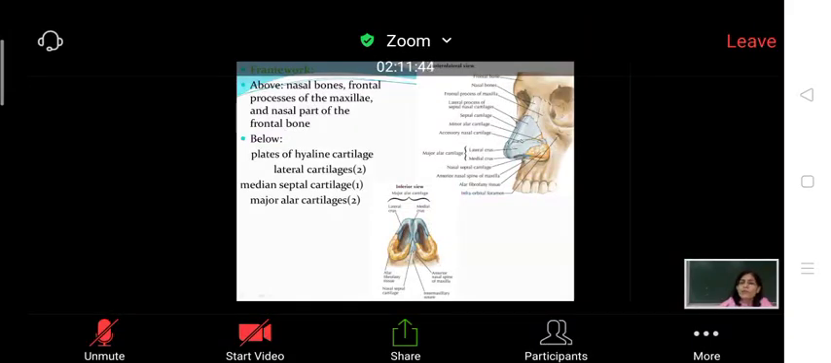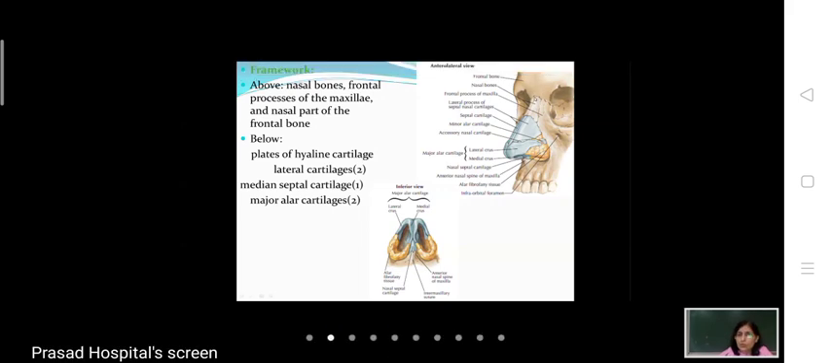of septal cartilage form the external nose along with the fibrofatty tissue. यहाँ पे fibrofatty tissue है, and there are few minor alar cartilages as well in the framework of external nose. So the external nose is formed by bones, nasal bones, and frontal process of maxilla, and also the nasal part of frontal bone, not seen here. And the cartilages are lateral cartilage, paired lateral cartilage, paired major alar cartilage, and one median septal cartilage.